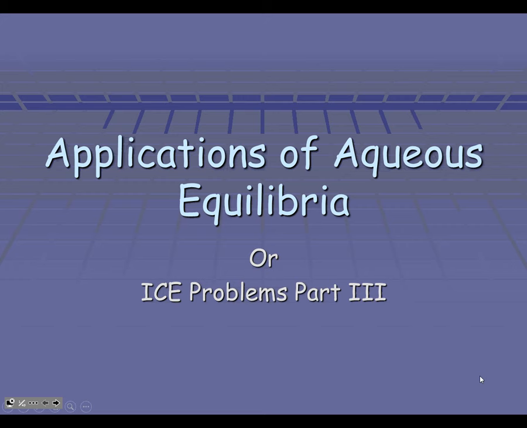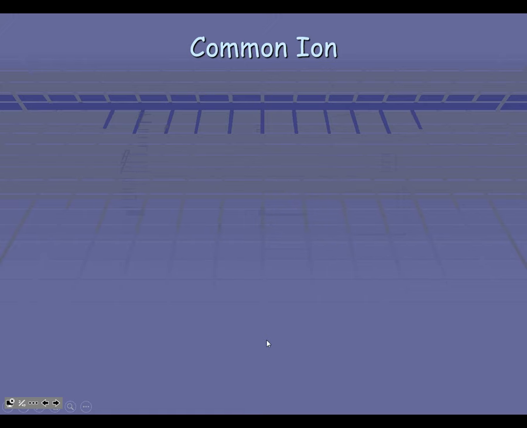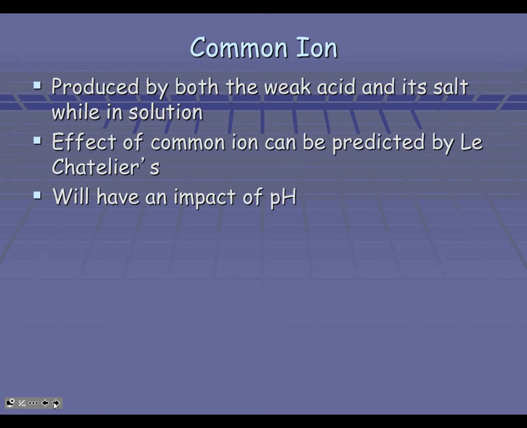What we're really going to look at is how can we apply that information we have already learned to some new situations. And the first thing I'd like to talk about today is what's known as the common ion. And this is going to impact our ice chart with the initial concentrations just a little bit. The common ion is produced by both the weak acid and its salts while in solution.